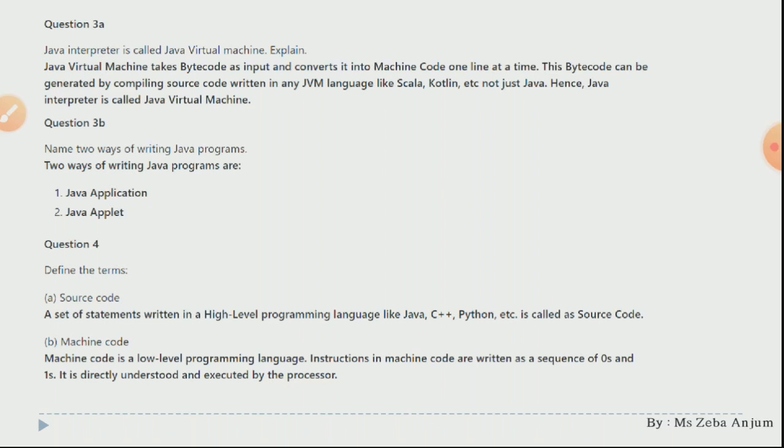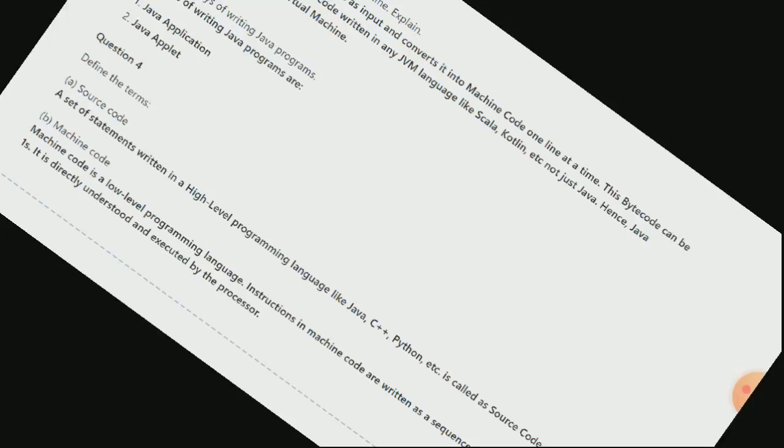So see, a set of statements written in a high level programming language like Java, C++, Python, etc. is called as source code. Now see the B part, machine code. Machine code is the absolutely low level language, that is in your binary terms, 1 0 1 0 1 1, sequences of ones and zeros we are having. So this kind of code we are having in your machine code.